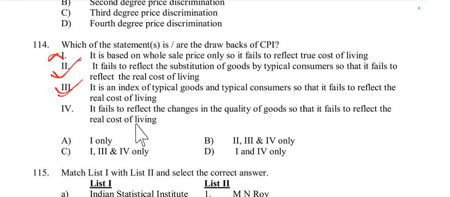Then option 4: it fails to reflect the changes in the quality of goods, so it fails to reflect the real cost of living. Yes, this is also a drawback because CPI doesn't fully adjust for changes in the quality of goods and services, which can lead to an inaccurate measure of the cost of living if the quality of products improves or deteriorates. So options 2, 3, 4 are all drawbacks of CPI. So option B is right here.